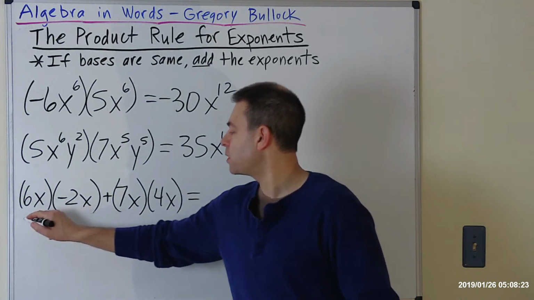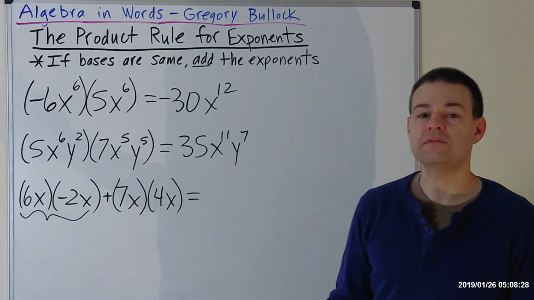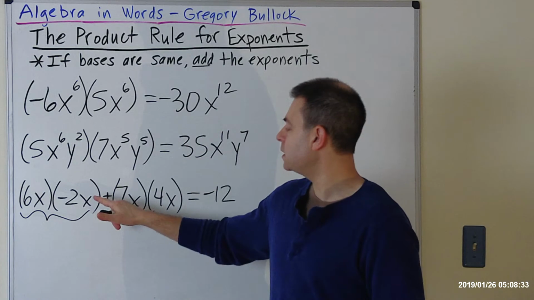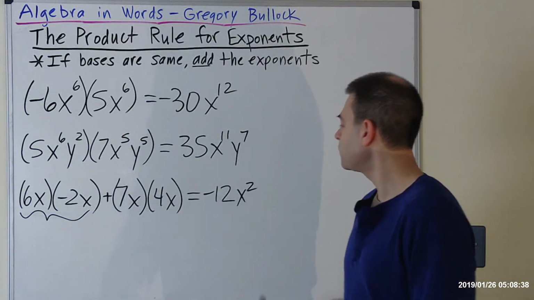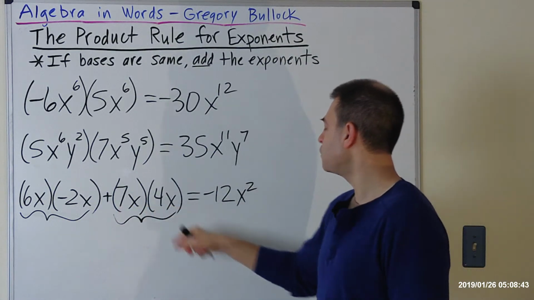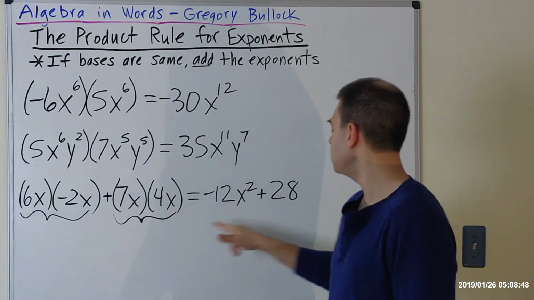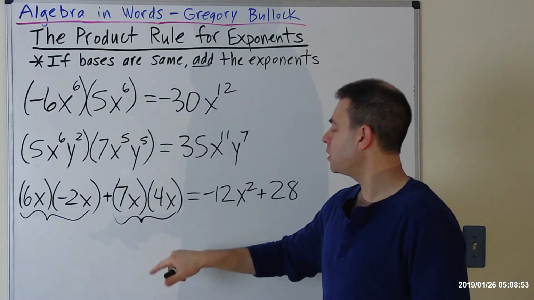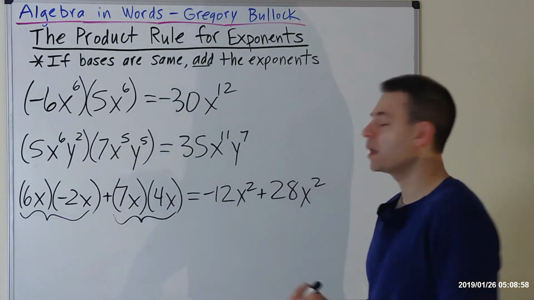So let's just start with this alone. And let's start with the coefficients. 6 times negative 2 is negative 12. X to the unwritten power of 1 times x to the 1. Think of 1 plus 1 to get x squared. And then let's move to the next set of factors. 7 times 4 is 28. Notice I put plus here because it's plus between the two products. And then x to the unwritten power of 1 times x to the 1 is again 1 plus 1, x squared.